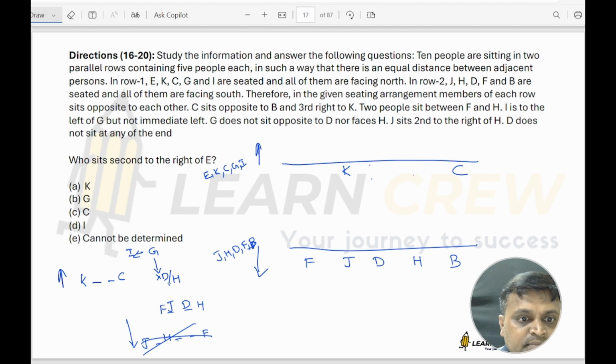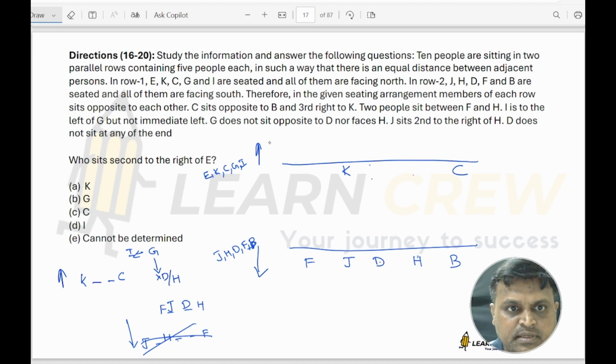Now what else is given? Opposite to G, D or H is not there. So here it is not G. G is not opposite D, and G is not opposite H. G does not sit opposite to D, nor faces H. So here G is not facing H.